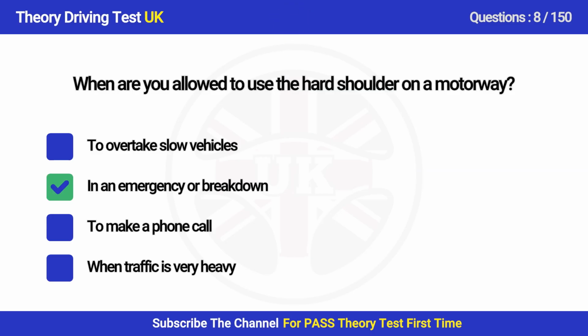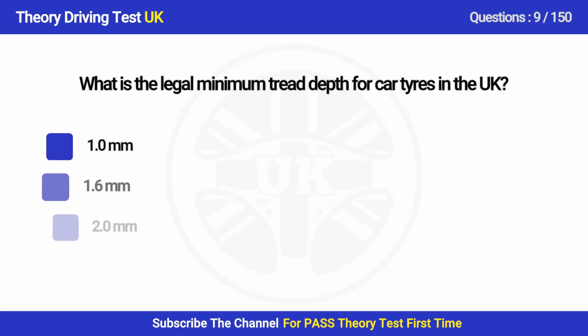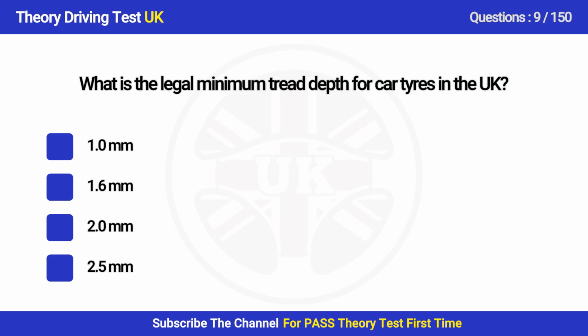Answer is B. In an emergency or breakdown. The hard shoulder on a motorway is reserved for breakdowns or when directed by emergency services. Using it for any other purpose is illegal and dangerous. Question 9. What is the legal minimum tread depth for car tires? A. 10 mm, B. 16 mm, C. 20 mm, D. 25 mm?